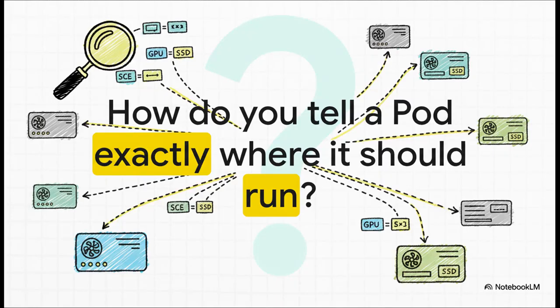So this is really the core question, isn't it? I mean, your cluster isn't just one big, uniform blob of computers. You've got a mix of machines. Some probably have super fast SSDs, others have powerful GPUs, maybe they're even in different geographic zones. You can't just throw a pod out there and hope for the best. That's not a strategy. That's a headache waiting to happen. We need a way to give the Kubernetes scheduler some smart instructions.